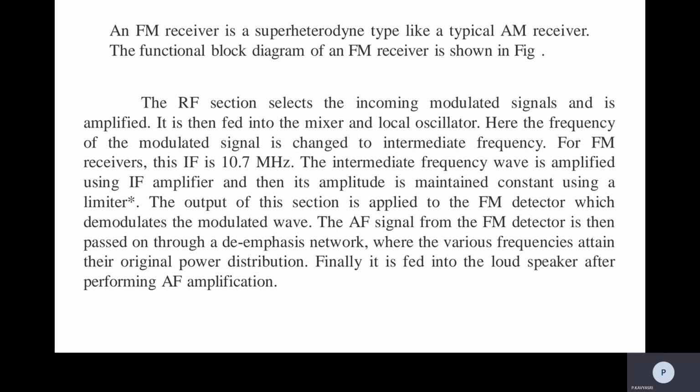The output of the RF section is fed into the mixer and local oscillator. Here the frequency of the modulated signal is changed to the intermediate frequency. For an FM receiver, this intermediate frequency is 10.7 MHz. The intermediate frequency wave is amplified using an IF amplifier and then its amplitude is maintained constant using a limiter. The output of this section is applied to an FM detector which demodulates the modulated wave. We know the meaning of demodulation, right? Demodulation means the process of extracting the original signal from the modulated signal.